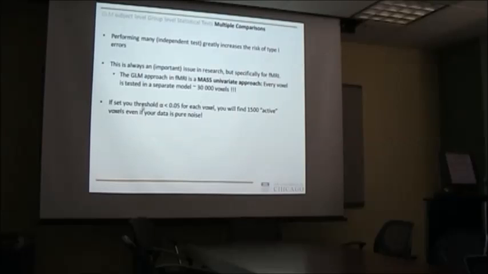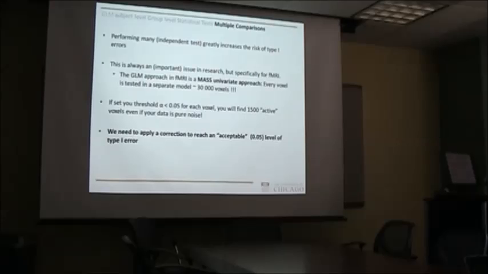To give an example, if you use the common alpha of, say, 0.05, which is normal as a criterion to call something significant or not, you will find, given that all observations are actually independent, about 1,500 voxels to be active even if it was just noise, right? Does that make sense? That would be really bad, obviously. So you need to do something to correct for that.